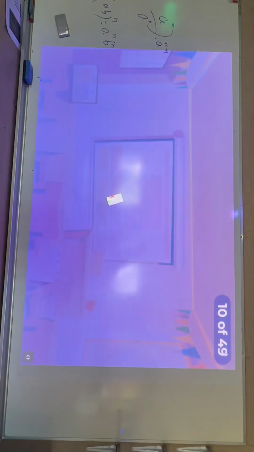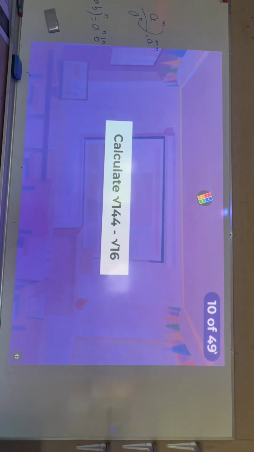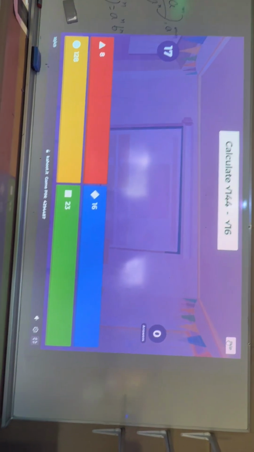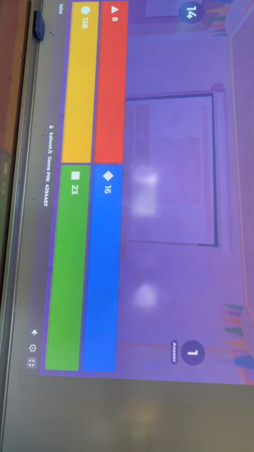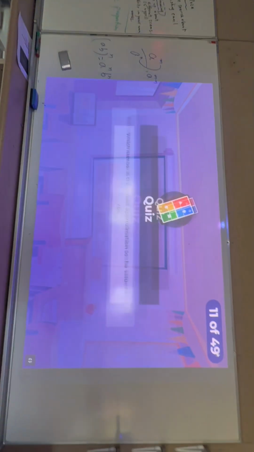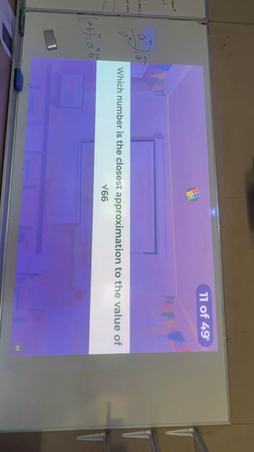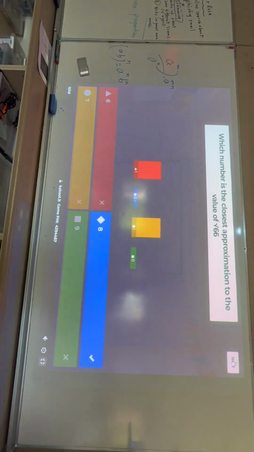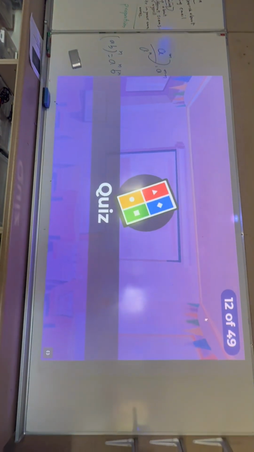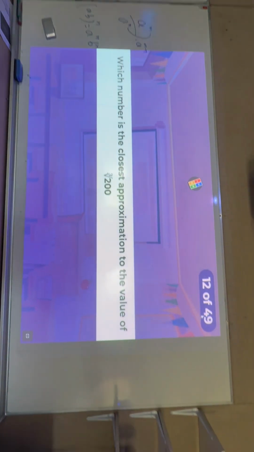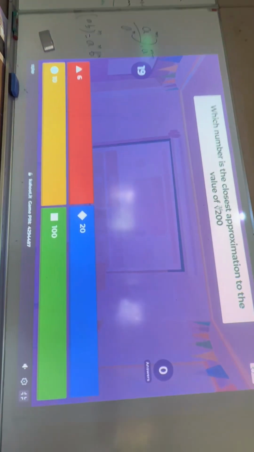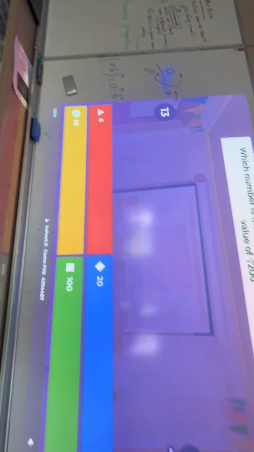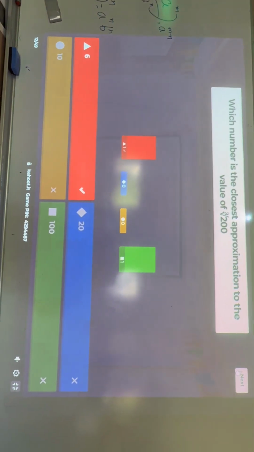Next. Calculate 144, take away square root of 16. That is 8, 128, 16, 23, 8. Which number is the closest approximation to the value of square root of 66? Which number is the closest approximation to the value of cube root of 200? Is it 6, 20, 100 or 10? It was 100.